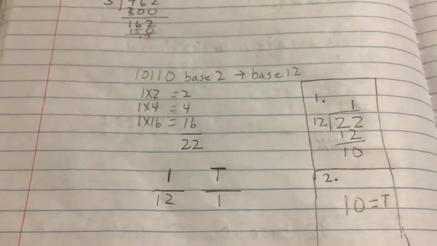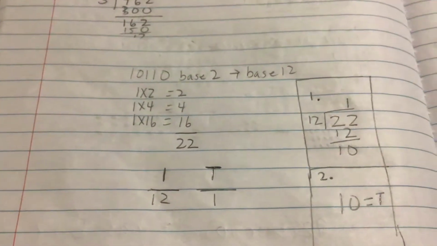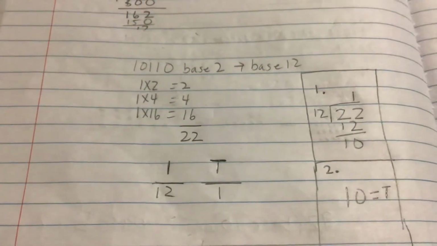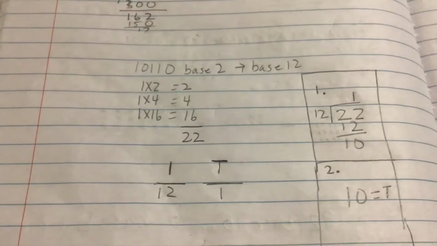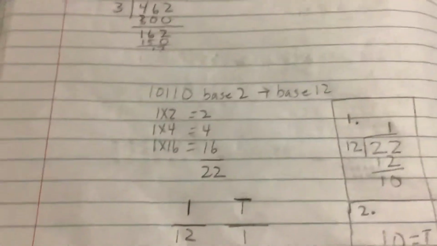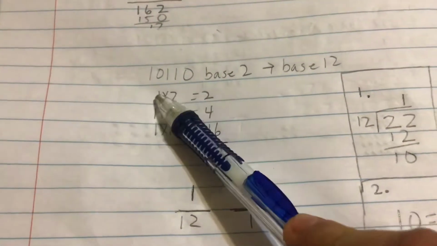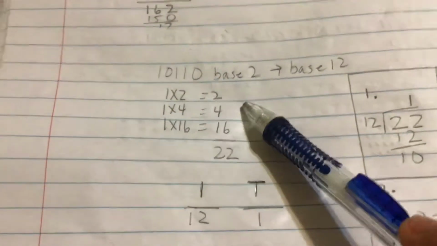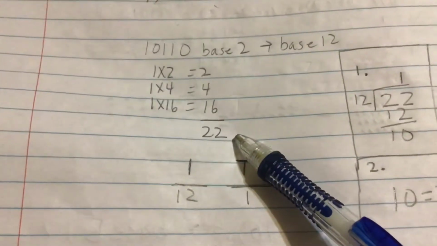Our next problem is converting 10110 base 2 into base 12. So what I like to do first is go into base 10, because converting everything over after that is much easier. So to start out, we have 2, 4, and 16. When we add that all together, we get 22.